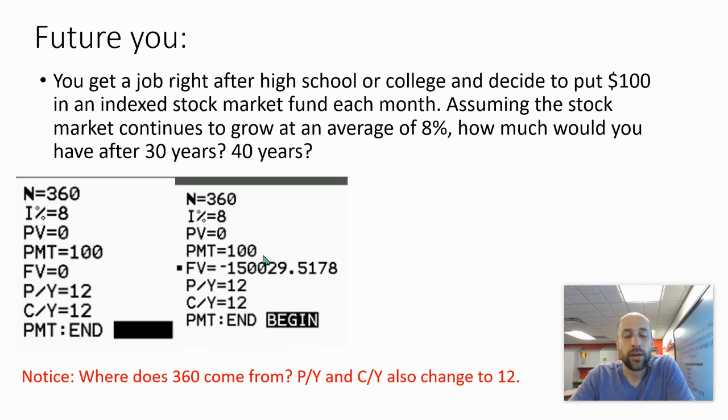So the future value after 30 years in this format, if we did this every month, would be $150,000. So $150,000 after 30 years of this process. Take a moment and calculate for 40 years. Think about what you need to change on this screen, and make that calculation and see what happens.